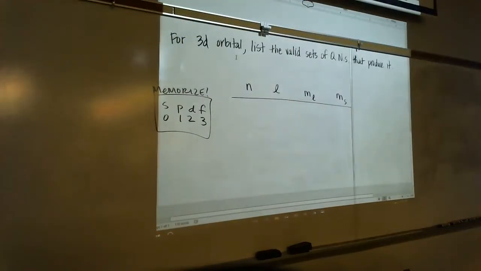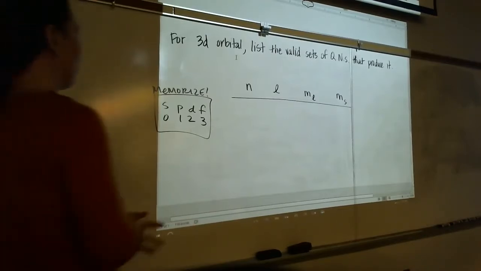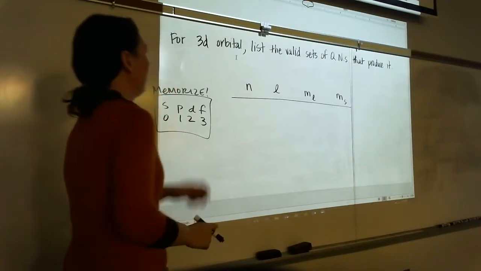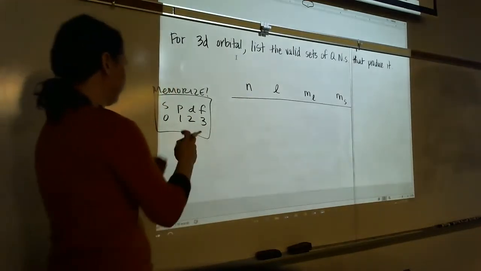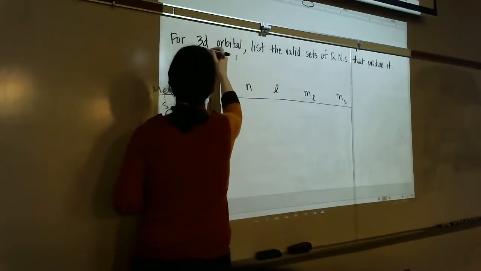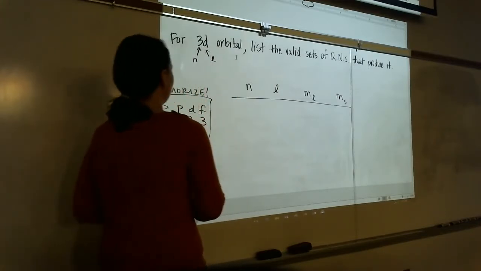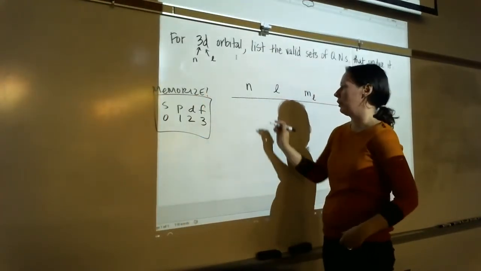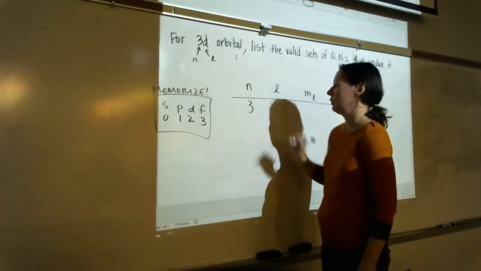All right, let's go through this one. For a 3D orbital, list the valid sets of quantum numbers, and then let's sketch it. So this value here at the front is N. This value here is L. So all of our sets need to begin with the number 3, right?